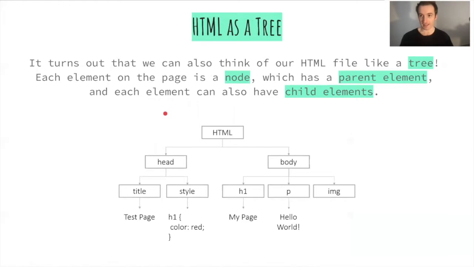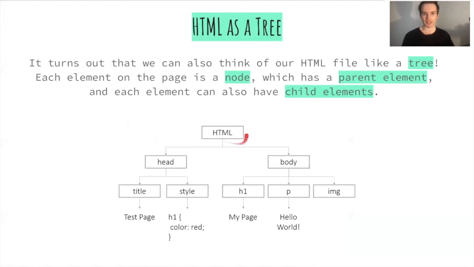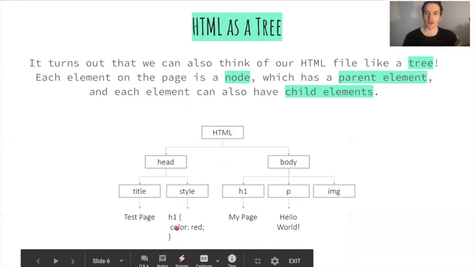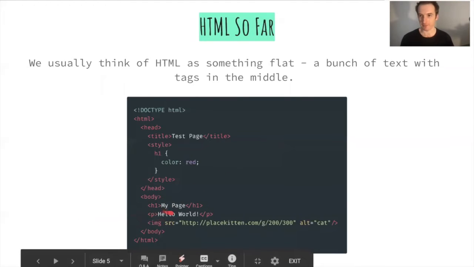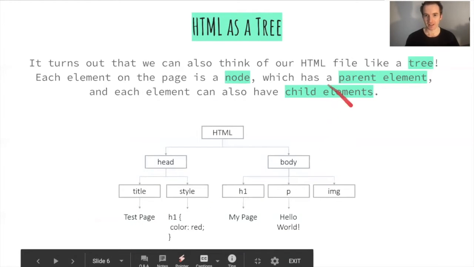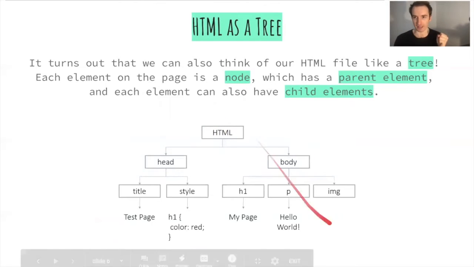So we could see this exact same block of code right here as this sort of tree structure. So there's the HTML element that wraps everything. Inside the HTML element, we have this head element, and we have this body element. Inside the head, this is all sort of meta information about the page, like the title and some styles that we could put in there. And then the body is sort of everything that shows up on the screen at the end of the day. So in this case, we've got this H1, we've got this P, and we've got this image. So we could say, okay, each one of these elements exists as a node in this tree.